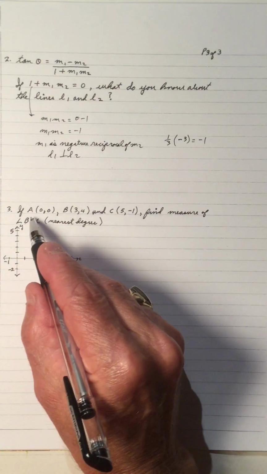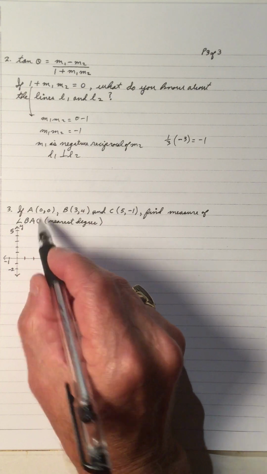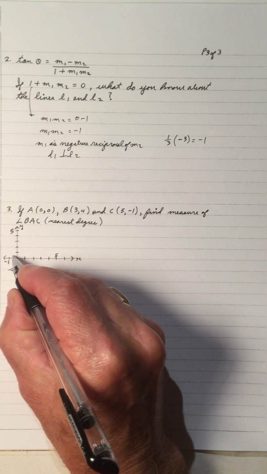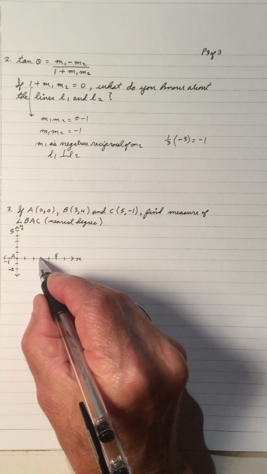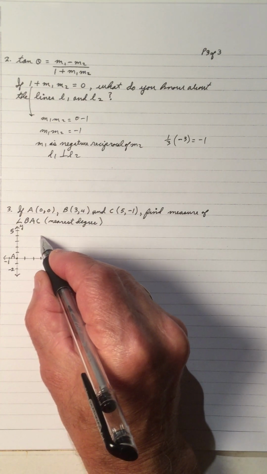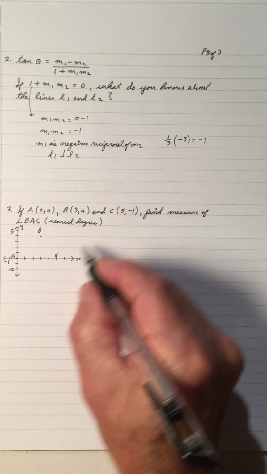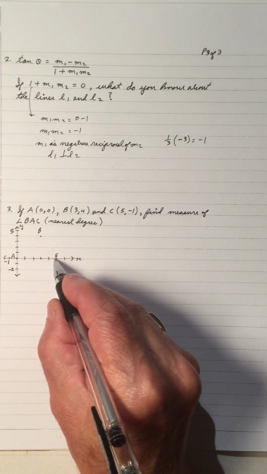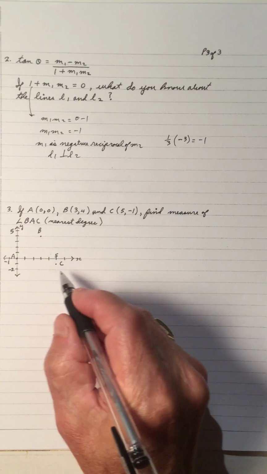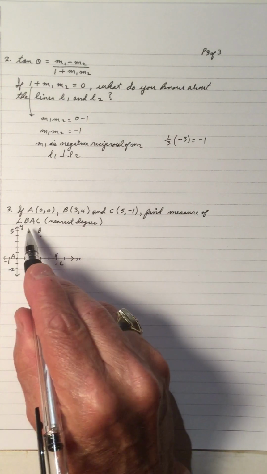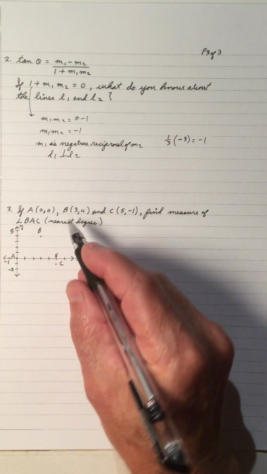Number 3, I drew the grid. Let's take A to be 0, 0 right there. B to be 3, 4, so there's 3, 4. So there's B. C is 5, negative 1 right here. It says find the measure of the angle BAC to the nearest degree.